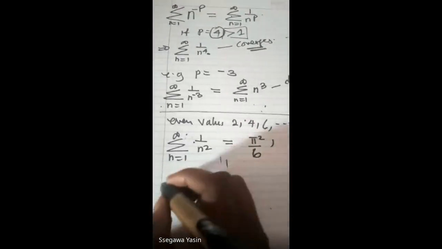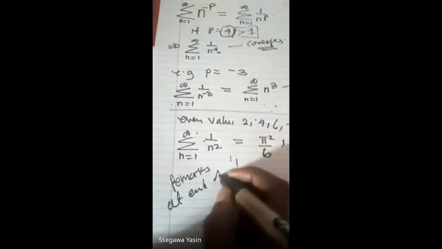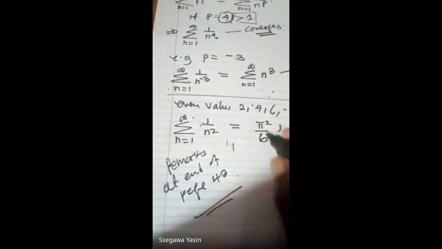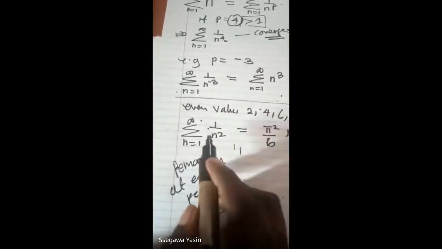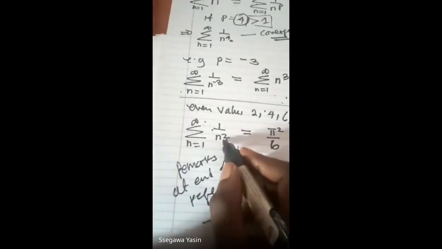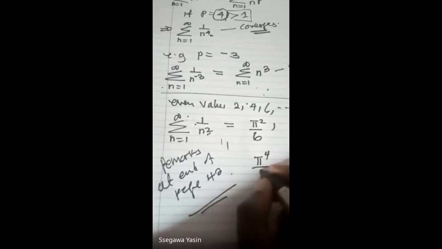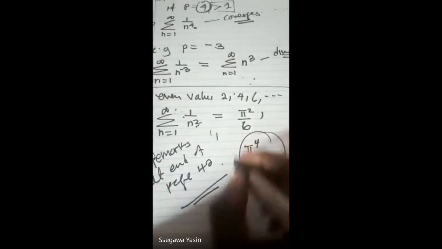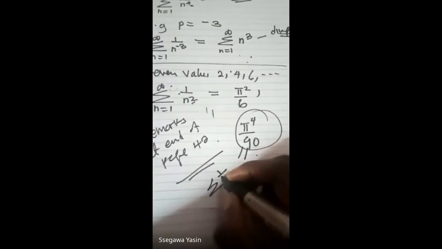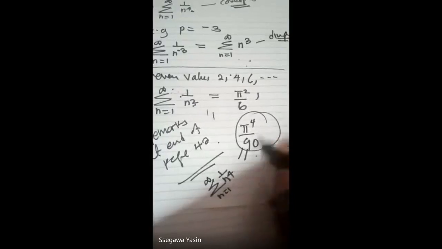Those are the remarks. When you check the remarks at the end of page 42, they are the formulas they are giving. You will see that they are continuously using the powers of even numbers. The next one here will be 4. When it is a 4, they are giving you pi to the 4 over 90. So this is equivalent to the sum of 1 over n to the 4, n equal to 1 to infinity, so that the answer will be like that.